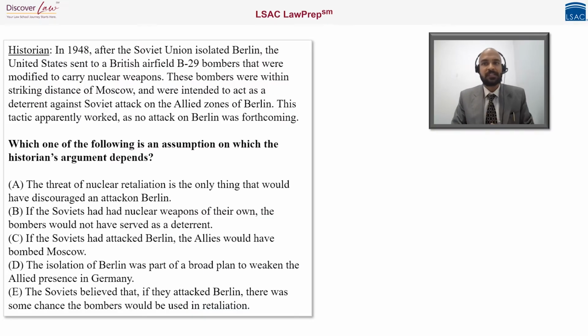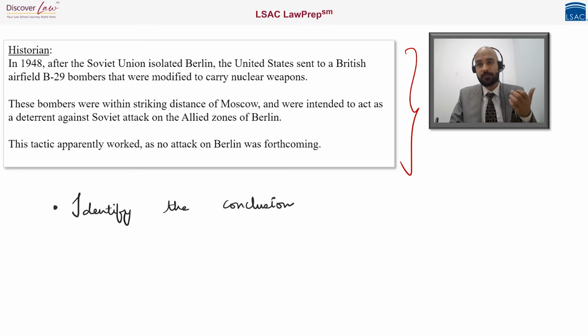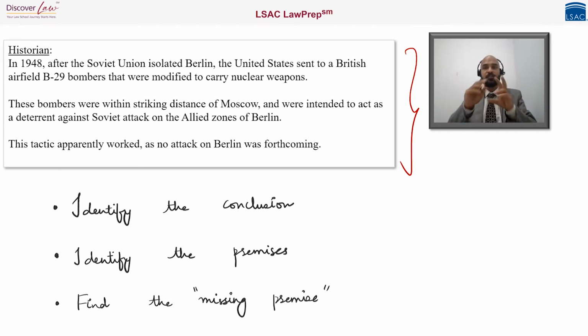Moving on with the assumption based questions, pause the video, try solving it yourself. Here's just the argument once again and a reminder of how you should go about it. Try to identify the conclusion. That helps you really with understanding the structure of the argument. Then you know what the premises are, and you can just look for the missing premise, that's the skipped step, and you found your assumption.